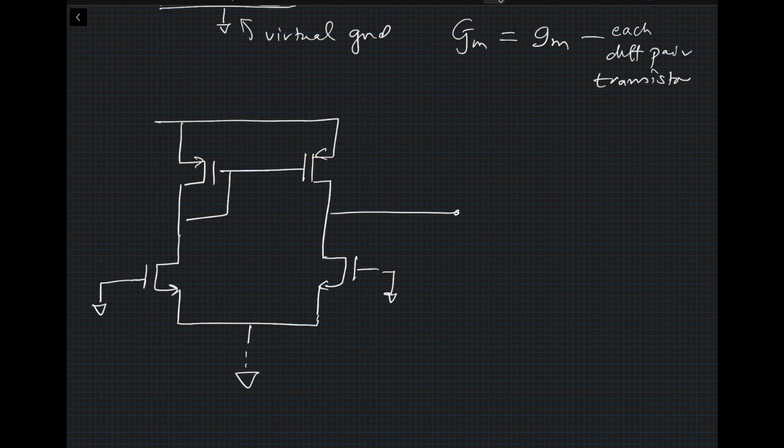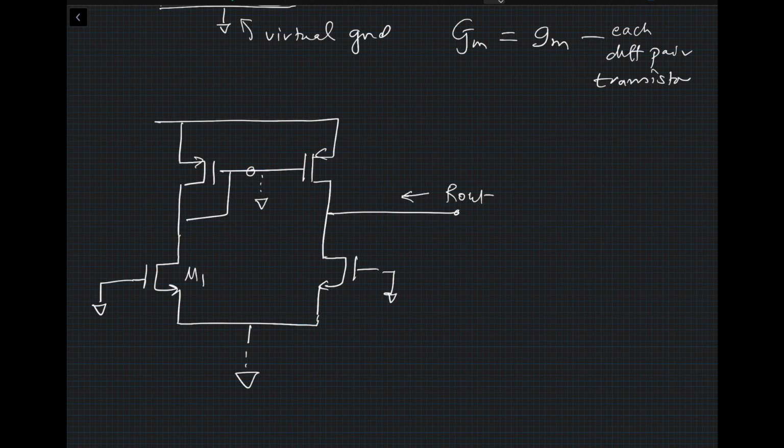And now I'm calculating R out. If M1 is connected to ground, then this voltage will also look like AC ground, because the current doesn't change. The bias current doesn't change on the left side. What is the R out looking here?